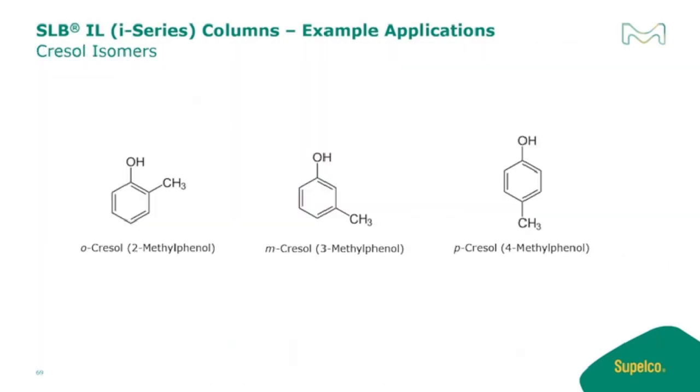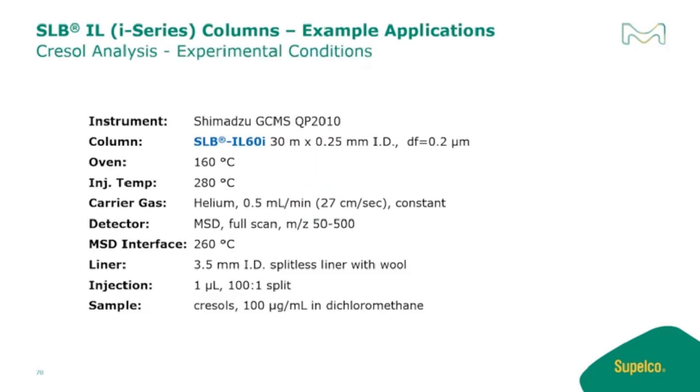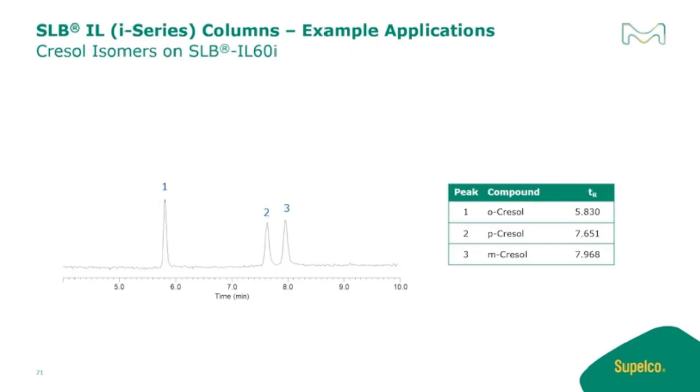We also wanted to look, as I said, we've improved the inertness of the ionic liquid phases, so we want to look at some other compounds that are fairly reactive, a lot of hydrogen bonding. So we decided to look at some creosol isomers, and here are the 3 different ortho, meta, para creosols on the ionic liquid phases. Again, 160 degrees isothermal, the SLB-IL60i 30 meter column. You can see very good resolution, very good peak shape for the 3 creosol isomers on the SLB-IL60i.